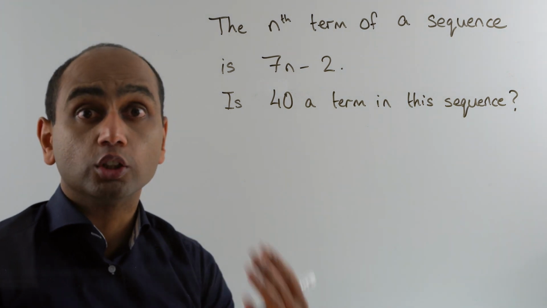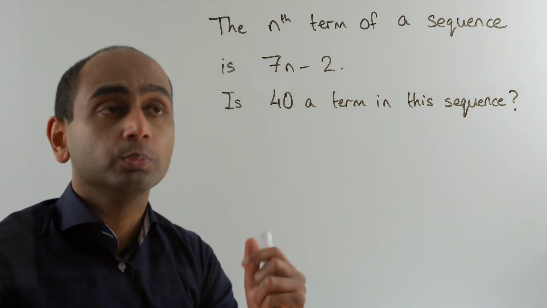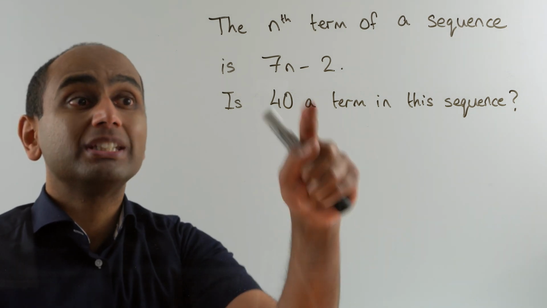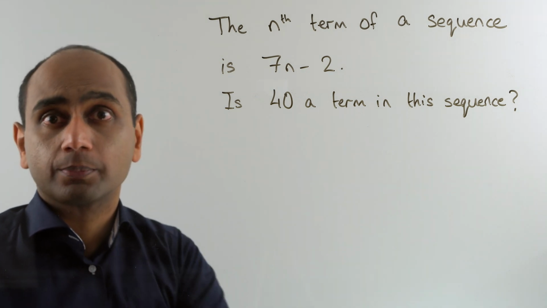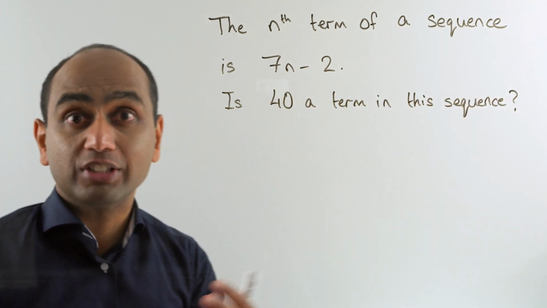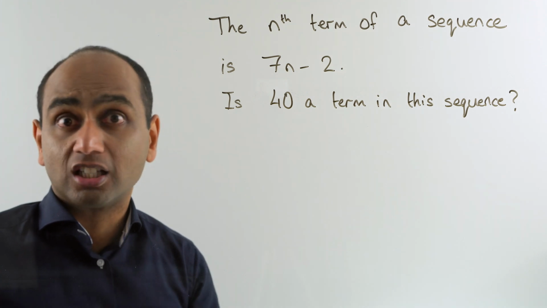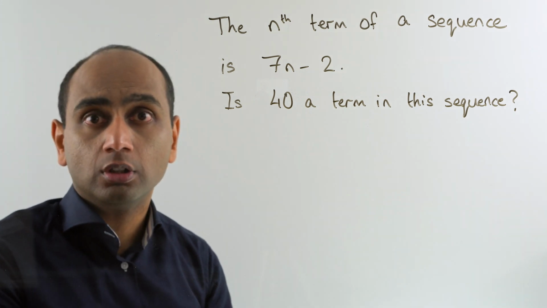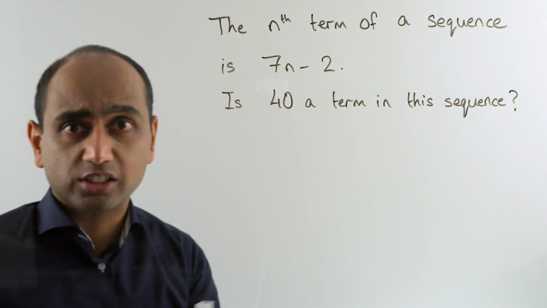In this video, we're going to look at using an nth term formula, this position to term rule, to help us decide whether a particular number is actually a term of the sequence. So let's say we've got a sequence where the nth term is 7n minus 2, and we want to decide whether 40 is a term in this sequence or not. Well, we can do this a slow way, and we can do this a better way. Let's start off with the slow way.